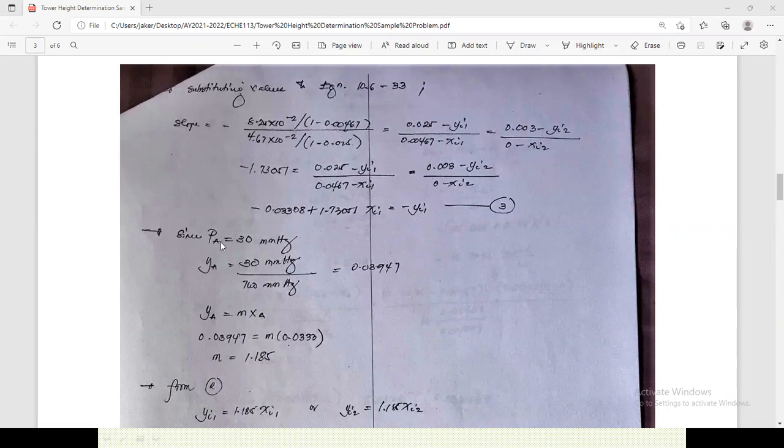So we use this fact that partial pressure of acetone is 30 millimeters mercury when its mole fraction in the liquid phase is 0.088. So we first use the partial pressure to determine its mole fraction in the gas phase. So we have 0.03947 and equated to m times 0.033. So now we know that our slope is 1.185.